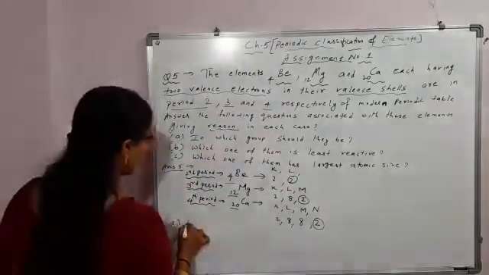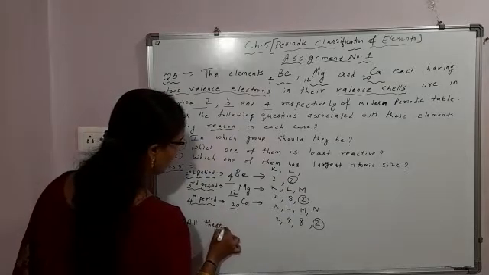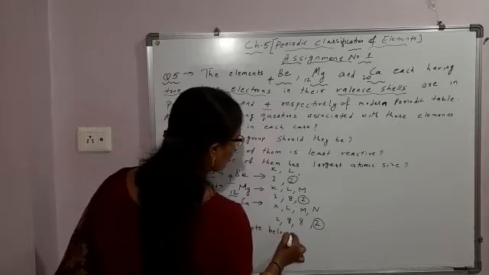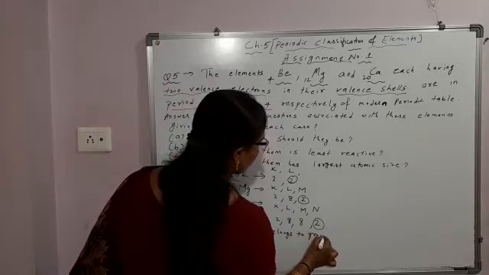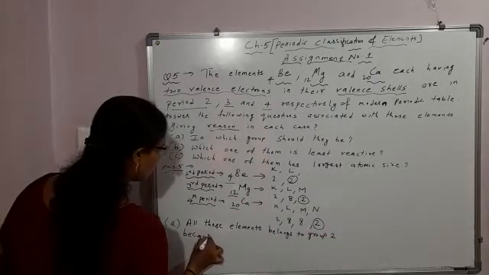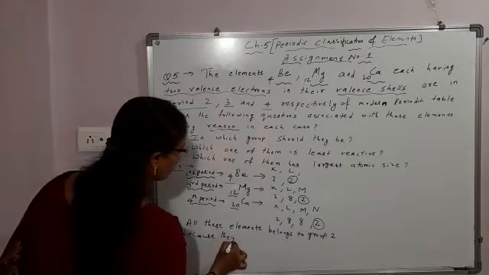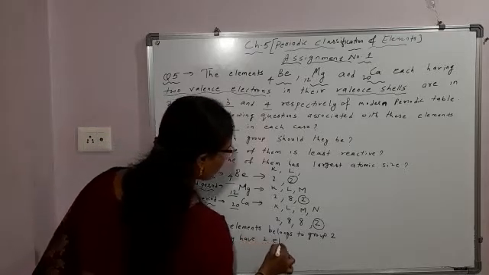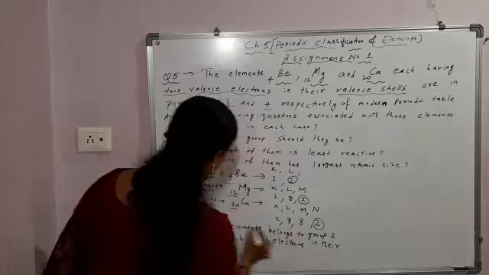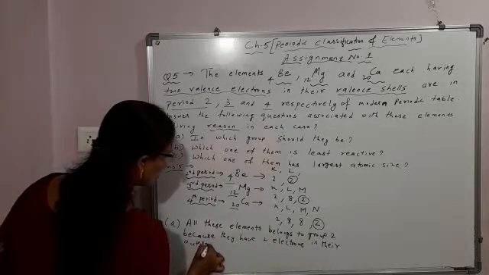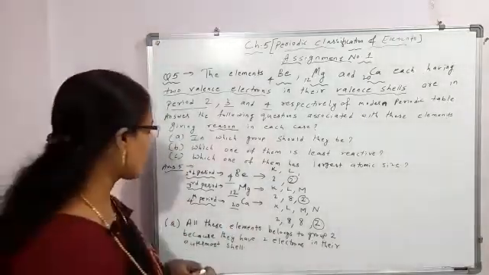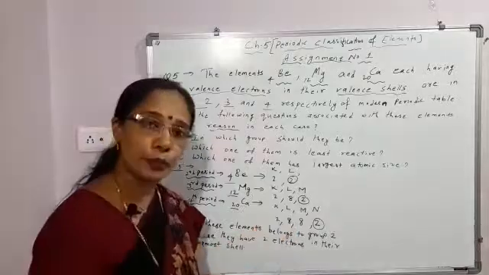So all these elements belong to group 2 because they have 2 electrons in their outermost shell. Or they have 2 electrons in their valence shell. So they belong to group 2.